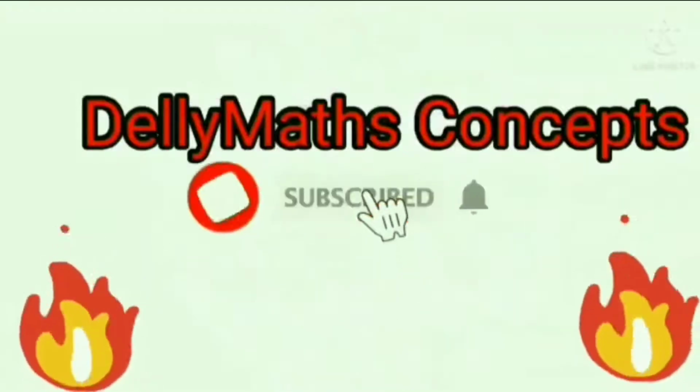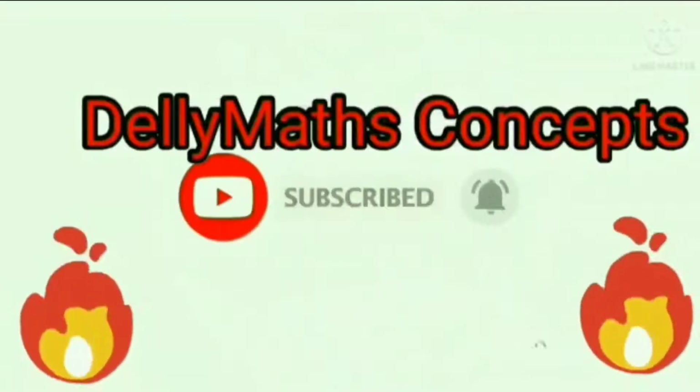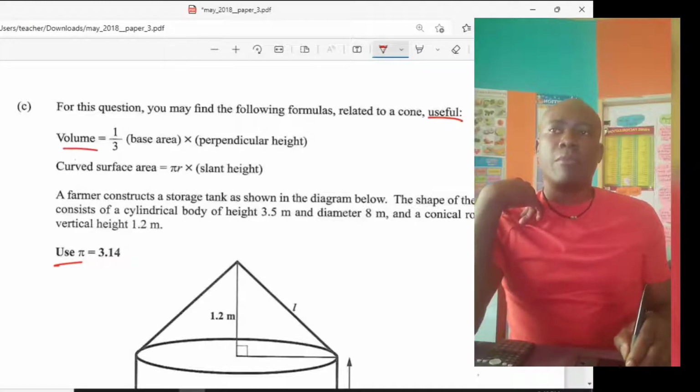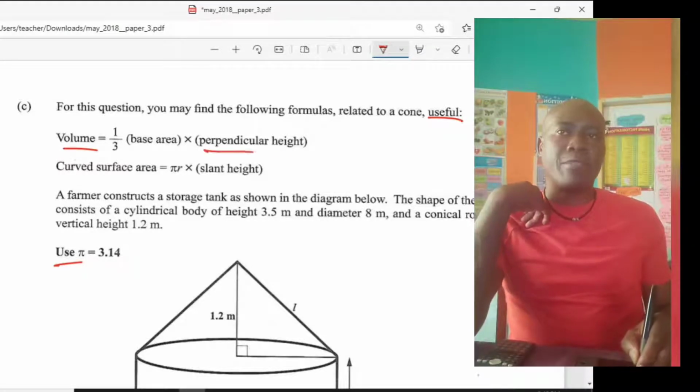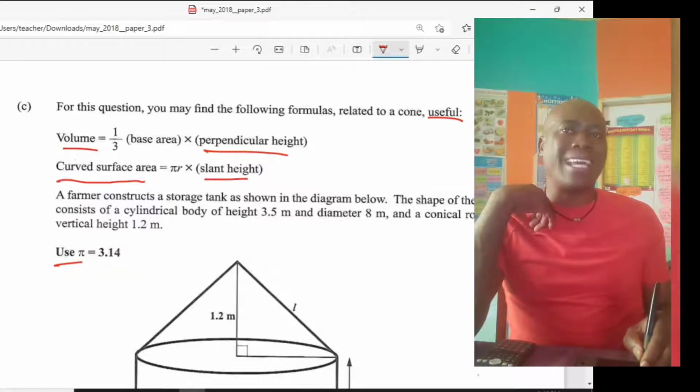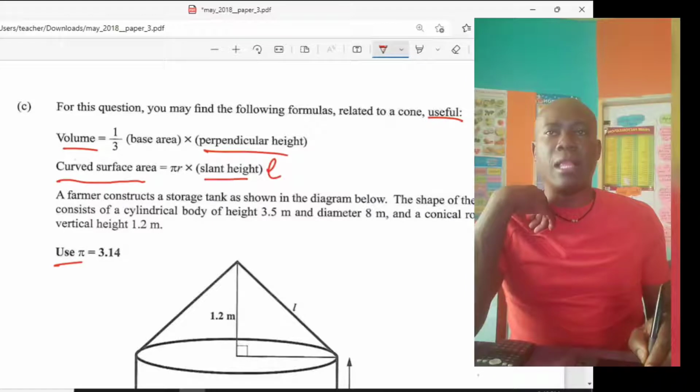All right, for this question, you may find the following formulas related to a cone useful. Volume of the cone is 1/3 base area times the perpendicular height. The curved surface of the cone is pi r slant height. The slant height is called L.